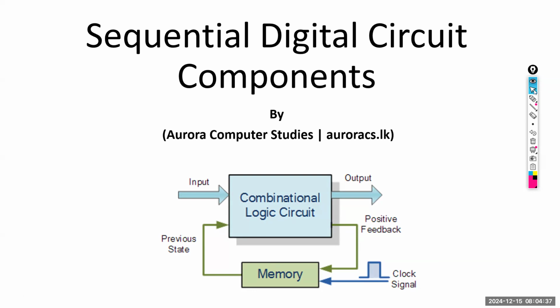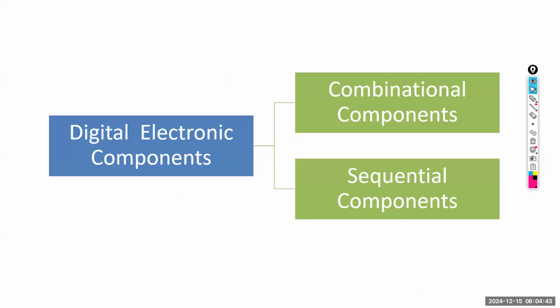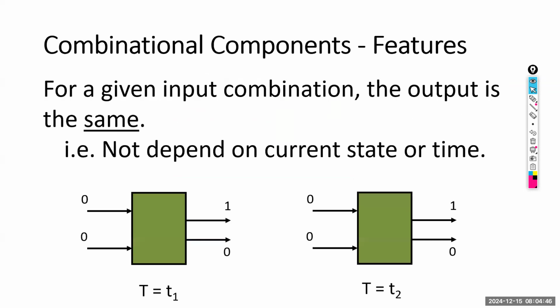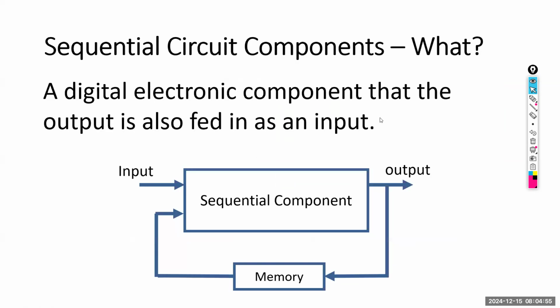So the second type of circuits are sequential digital circuit components. Okay. So here, in combinational circuits, the output depends on the input, whether it's T1, T2, or T3. But now you can see in sequential circuit components, the output depends on both the input and the output at the previous time, because the output is fed back as an input. So these kinds of circuits are called sequential circuits.